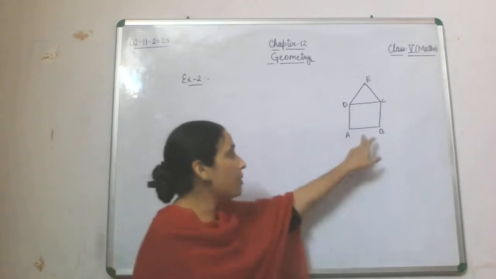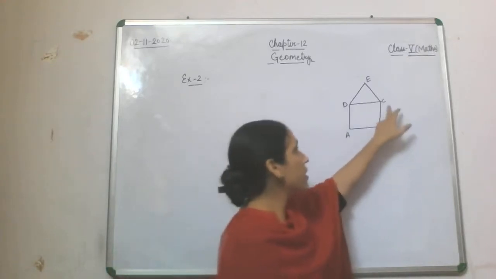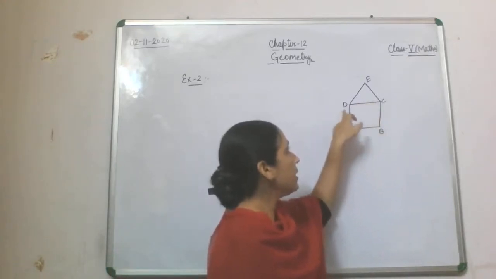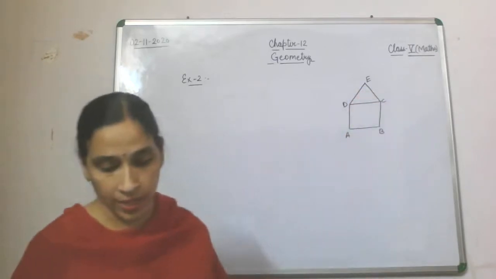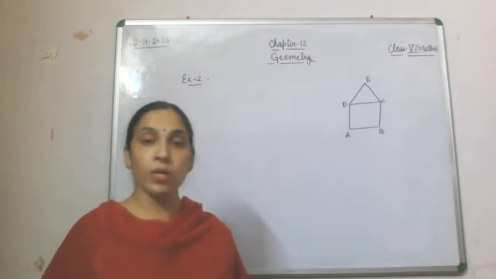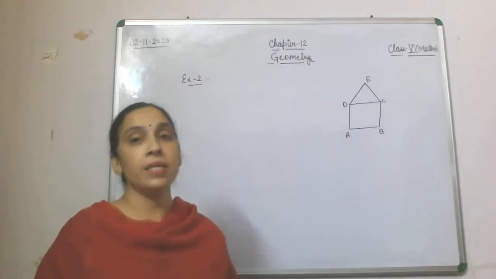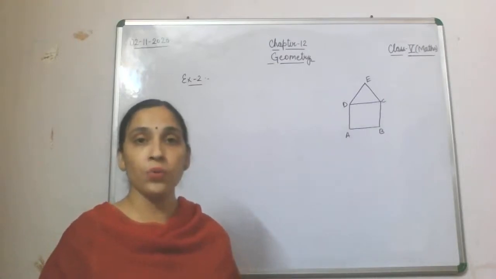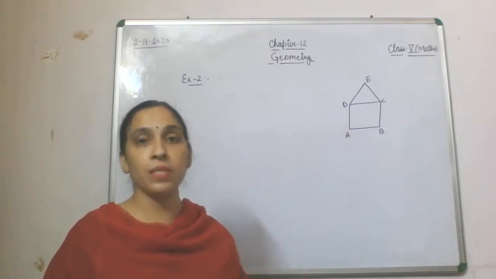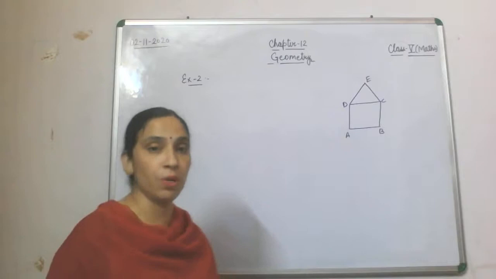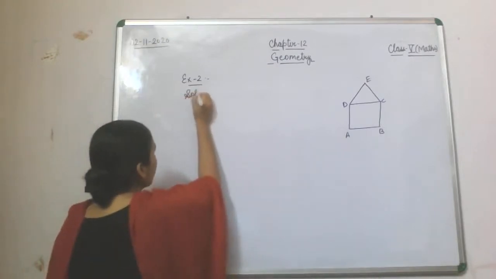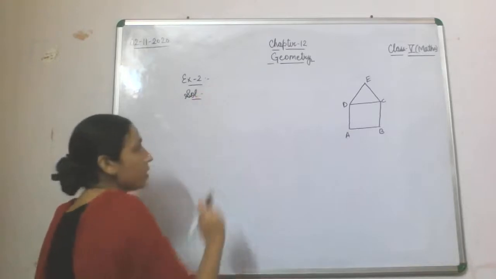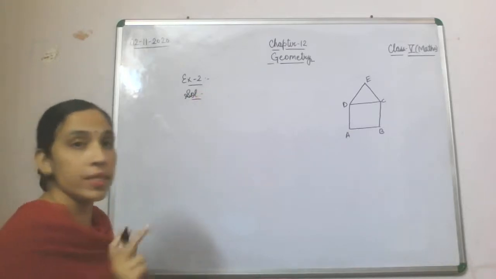Now AB is also a line segment, BC, CD, AD, DE and EC. All these are line segments. So you are supposed to name them. You can write their name in two ways. You can write line segment AB, line segment BC, or you can use the symbol also. So here you have been asked to write the name of all these line segments.